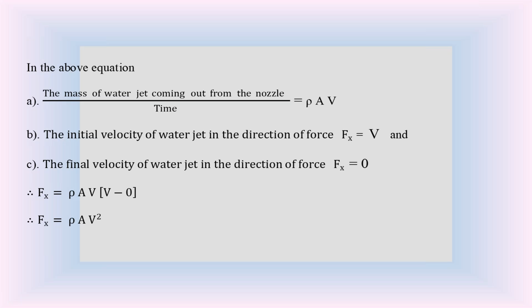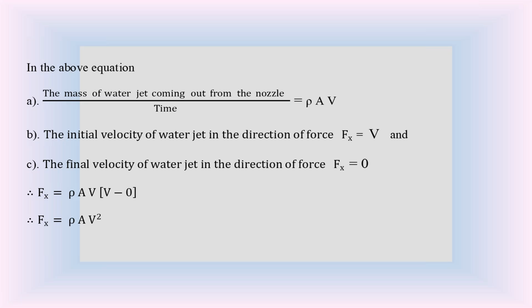So when the horizontal water jet impacts the stationary vertical flat plate, that horizontal water jet applies force Fx on the metal plate. The equation of that force Fx is rho A into V square. Rho is the density of water, A is the cross-sectional area of water jet, V is the velocity of water jet. Dear students, if anybody is having doubt about this derivation of Fx equal to rho A V square, please discuss with me.